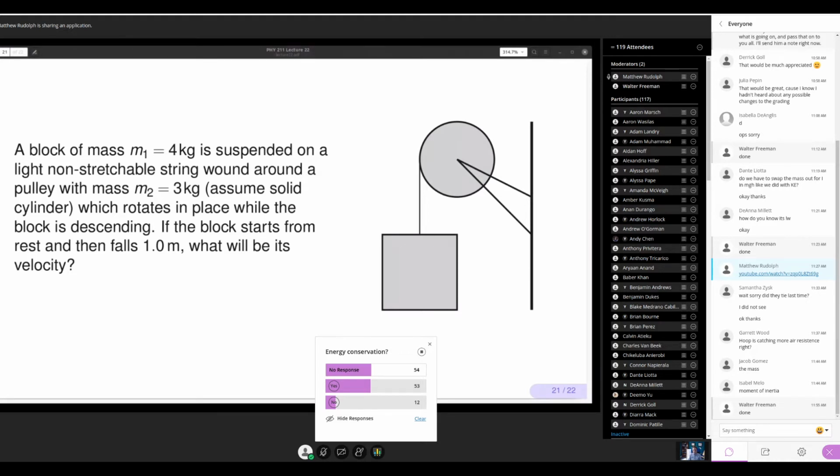So why don't you take a minute and think about how you'd set that up and go about solving how fast the block will go after it falls for some height. Draw a picture.